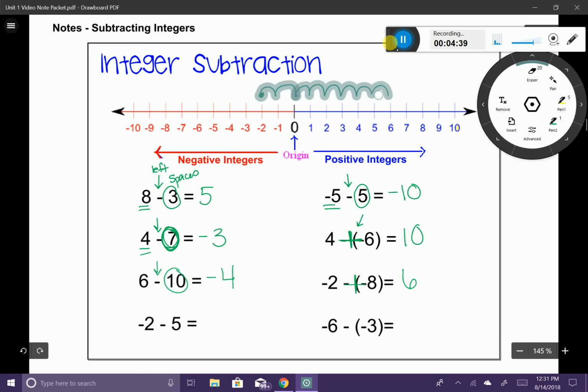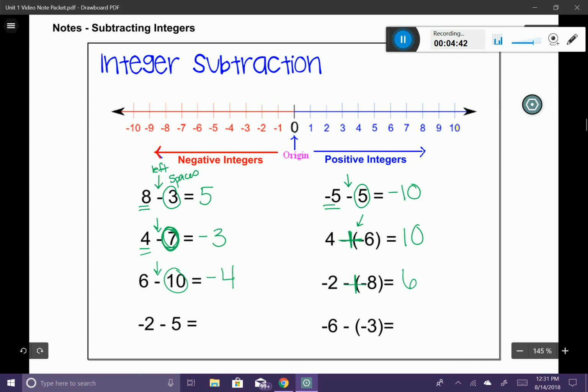All right, let's try another one here. Negative 2 minus 5. These ones are my favorite ones. I'm going to start by putting my little dot on my first number, and I'm going to move to the left 5 spaces. 1, 2, 3, 4, 5.